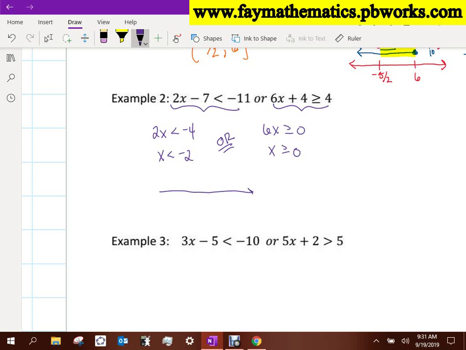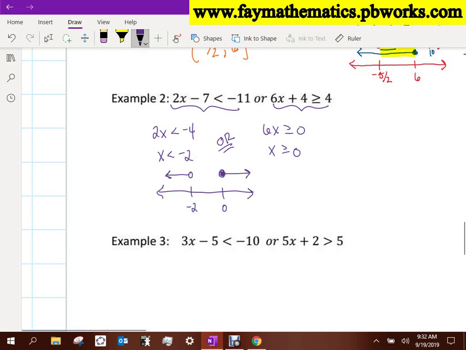So again, we're not splitting atoms here, right? These equations are pretty easy to solve, okay? But it's the logic and the understanding of what our solutions mean that I'm really geared towards here and trying to get us to make sure we understand. So if I've got -2 here, and I've got 0 there, okay? This one says x is less than -2, so we're graphing that way, right? This says x is greater than or equal to 0, so we're graphing that way.